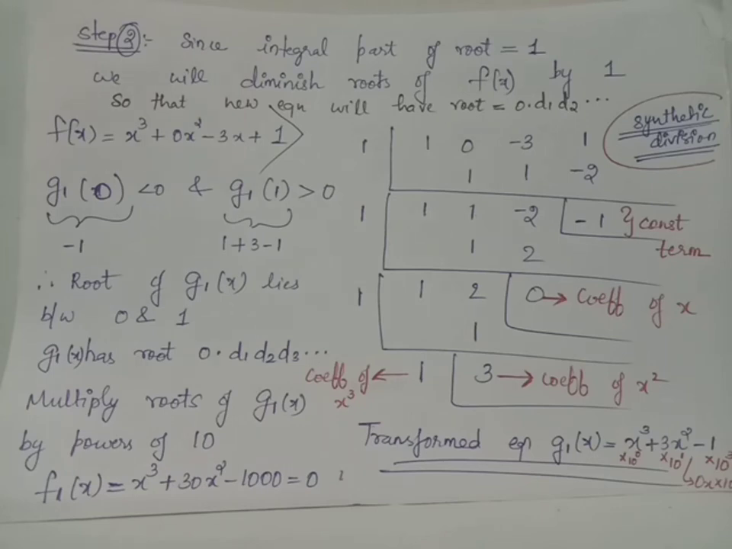Let us move on to the second step. We will diminish the roots of f of x by the integral part, which equals 1, so that the new equation will have roots of the format 0 point d1, d2, d3, etc. In order to diminish the roots of f of x by 1, we will adopt the synthetic division method. We have f of x equals x cube plus 0x square minus 3x plus 1. We will write the coefficients here. 1 is the coefficient of x cube, 0 is the coefficient of x square, minus 3 is the coefficient of x, and 1 is the constant term.